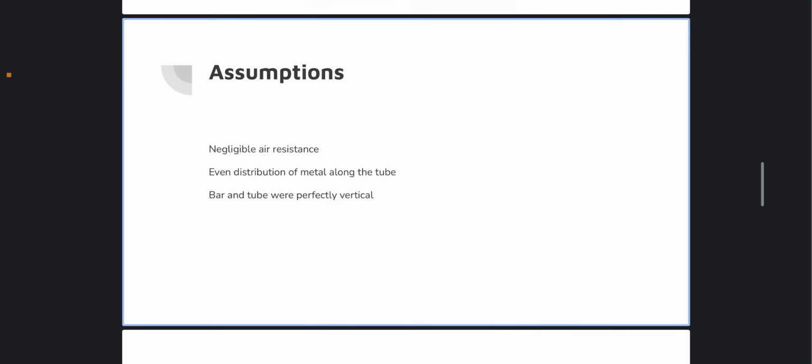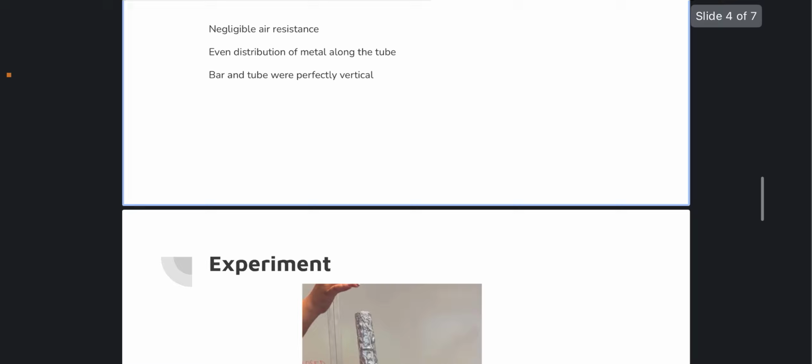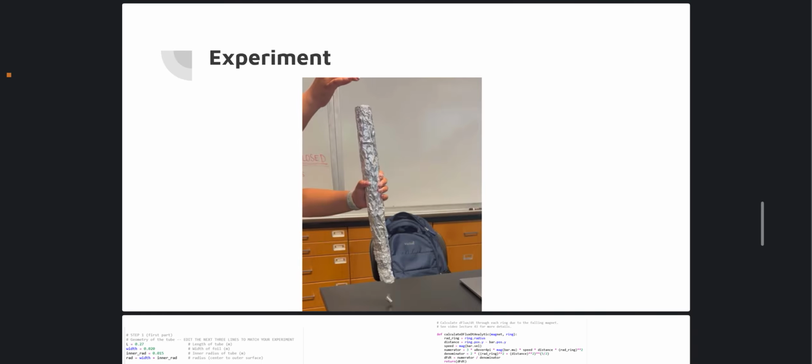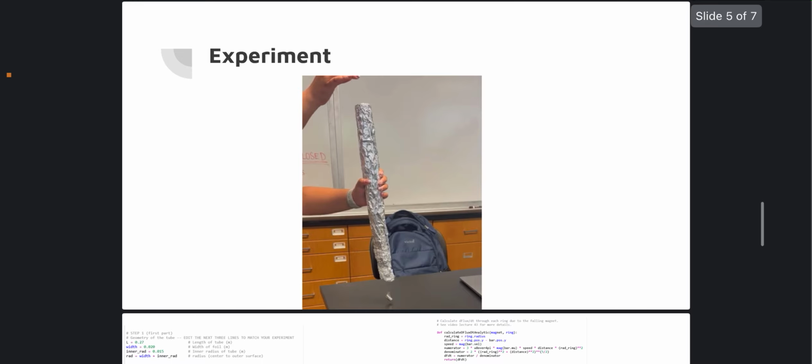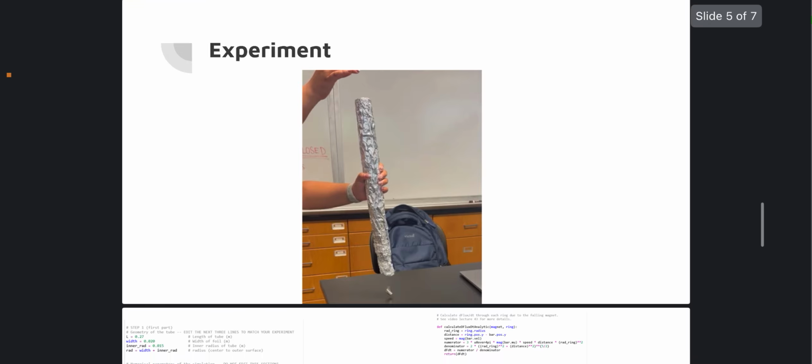Some assumptions we're making going into this lab are that there's negligible air resistance, that the metal along the tube is evenly distributed, and that the bar and the tube were perfectly vertical when we dropped. Here's a photo of the experiment. Here's my lab partner dropping the magnet. Notice, I guess it's not perfectly vertical. More on that later.